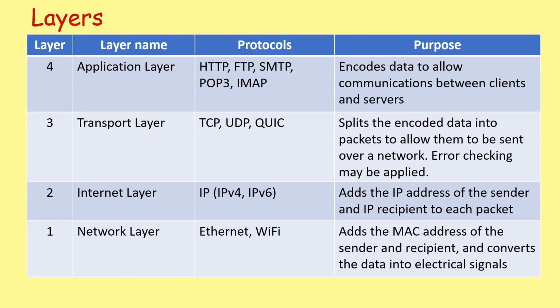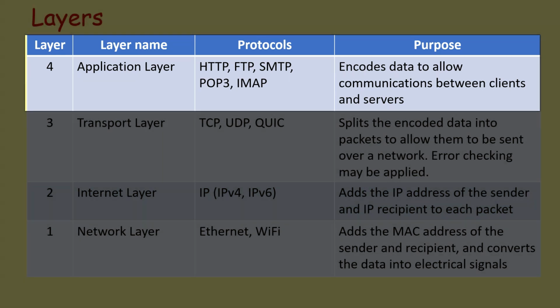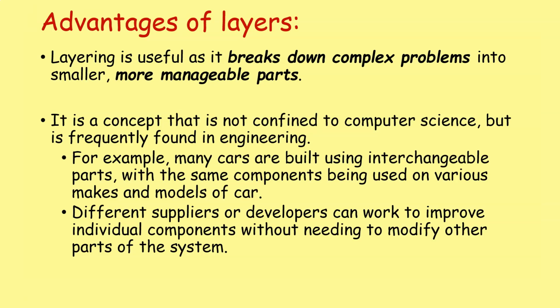And we can have different protocols at the same layer because they do slightly different things. So for example, the application layer, if you're using a web browser, you're going to use HTTP protocol. But if you're doing email and you're sending emails, maybe that's SMTP. If you're sending a file, maybe it's FTP. They're all application layer protocols. They do the same tasks, but in a different way for a different application. Layering is useful as it breaks down complex problems into smaller, more manageable parts.